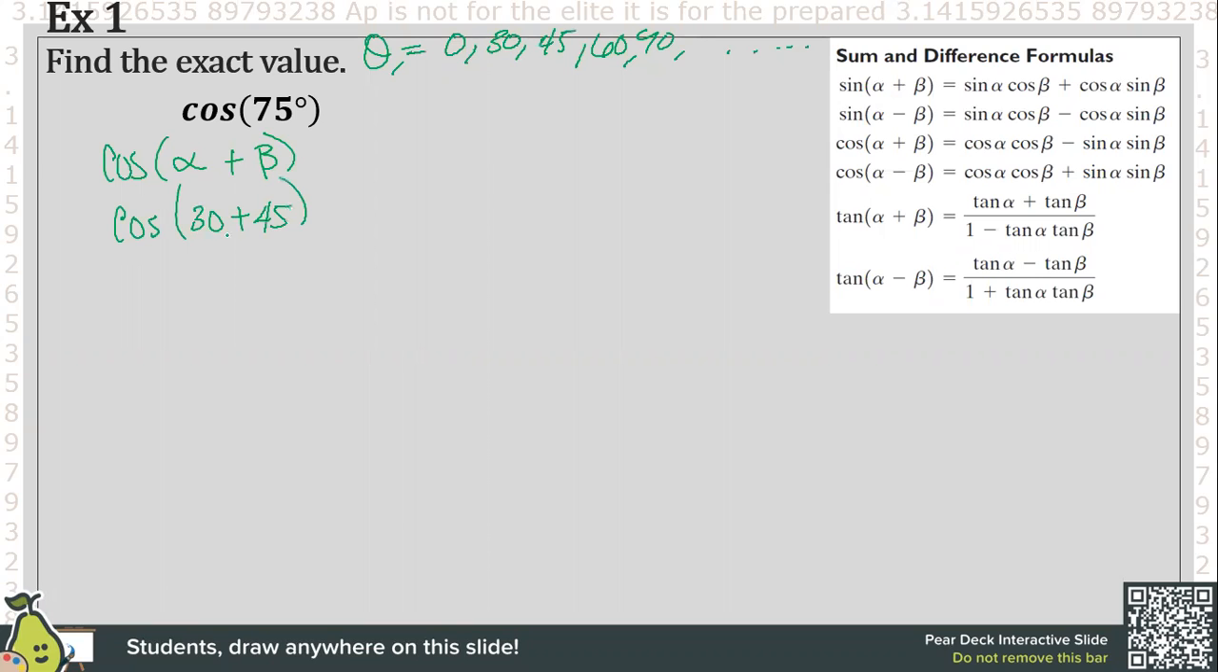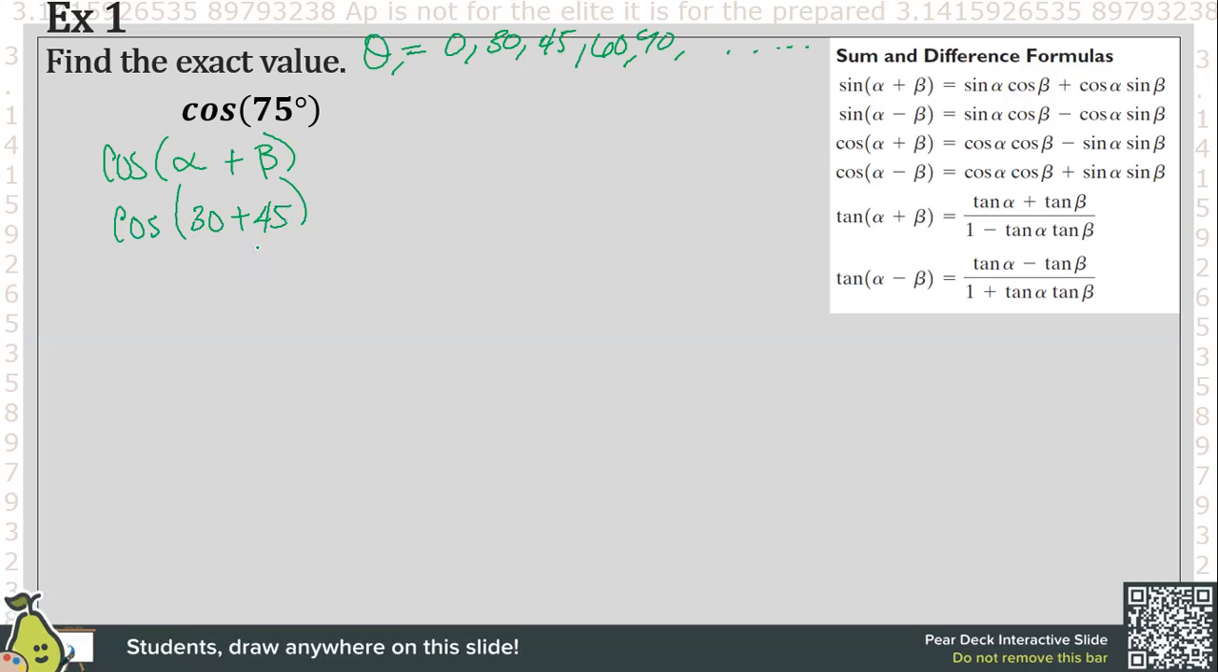Friendly reminder that the 45 could have gone in front because this is addition and the order doesn't matter. If it was subtraction, that does matter, right? Because 30 minus 45 is negative 15, and 45 minus 30 is 15. Okay, so we know that 30 plus 45 gives me 75.